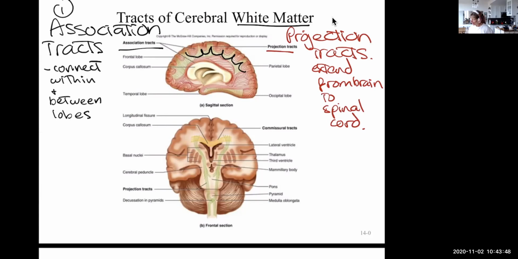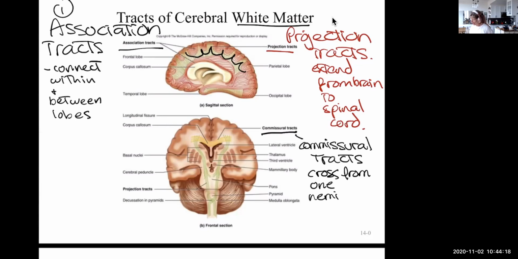The other kind of tract is called commissural. Commissural tracts cross from one hemisphere to the other, connecting the two hemispheres. They're within a structure called the corpus callosum.